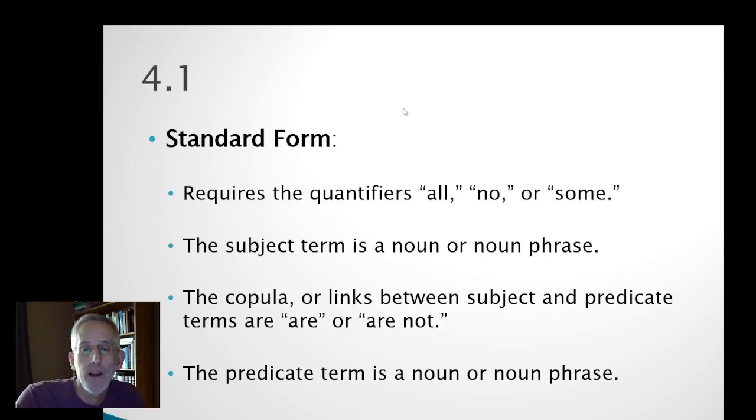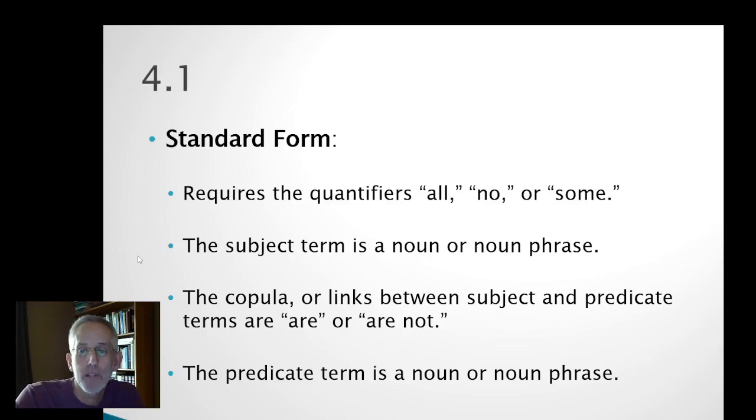A quantifier is just that first word that tells us how many things we're dealing with: all, no, or some. All dogs are mammals, it tells us that we're dealing with every single member of the dog class. No dogs are mammals, it tells us that we're dealing with every single member of the dog class also. And some dogs are mammals tells us that we're dealing with at least one member of the dog class. So the quantifier is just that first word, all, no, or some.